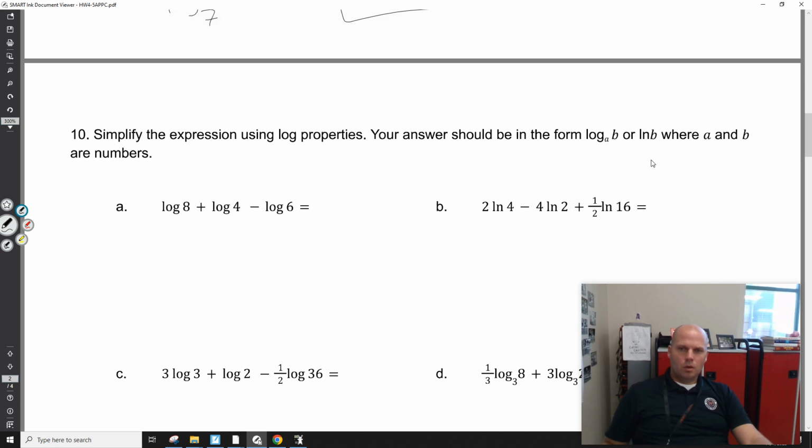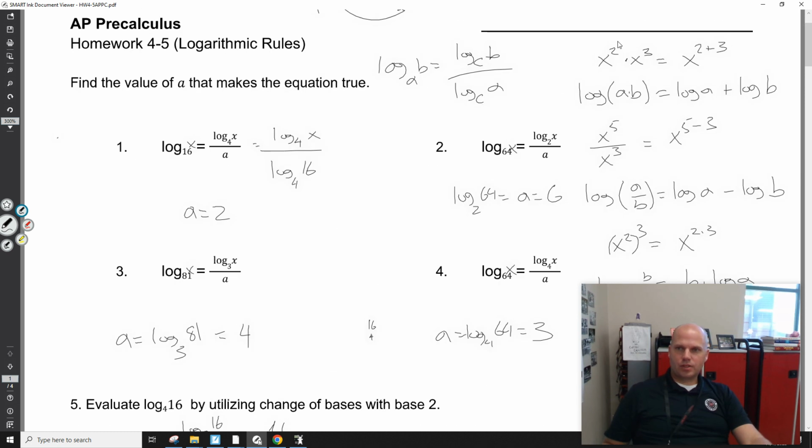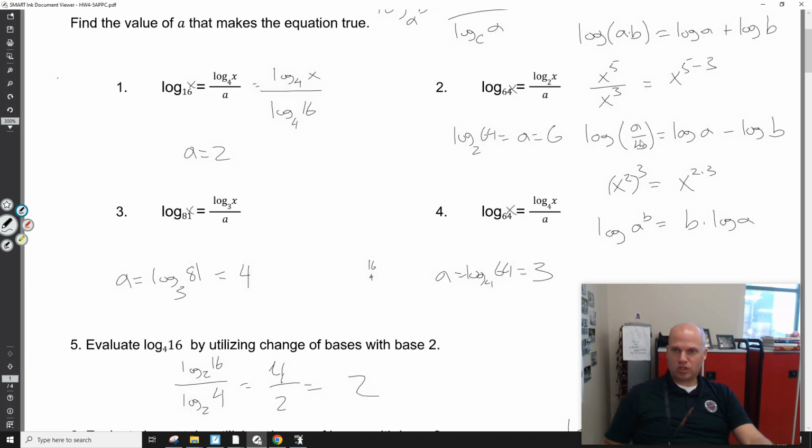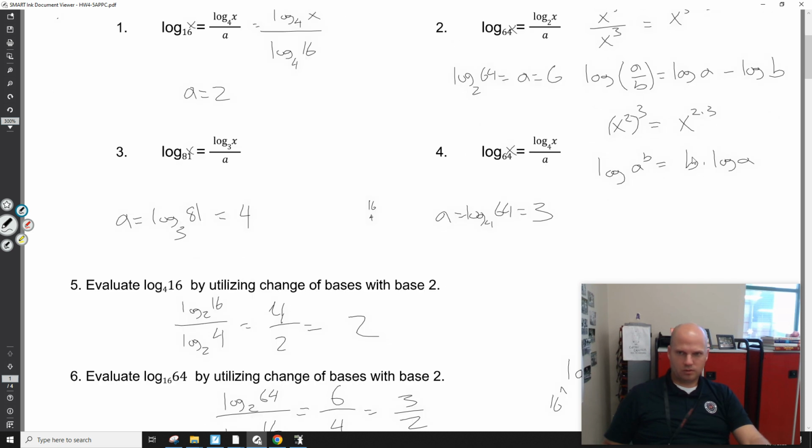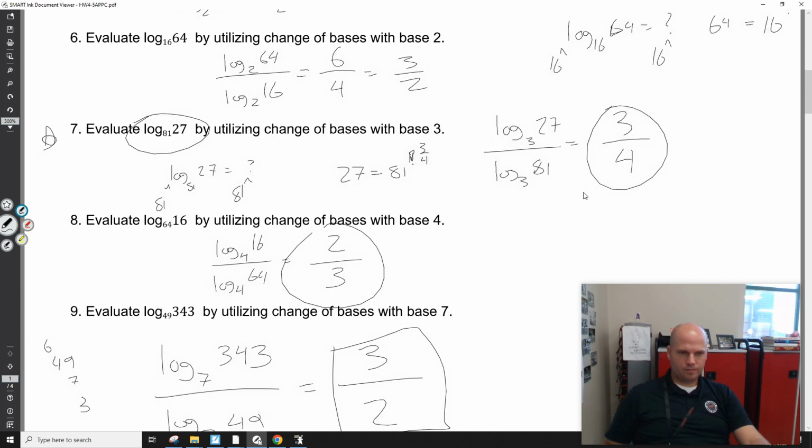Back to the other properties. Easier to explain. Multiplication inside a log means addition, and vice versa. Division inside of a log means subtraction, and vice versa. Subtraction means division. A number to a power means a product, and vice versa.